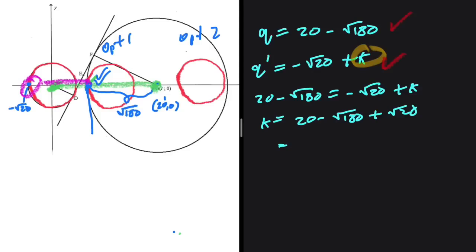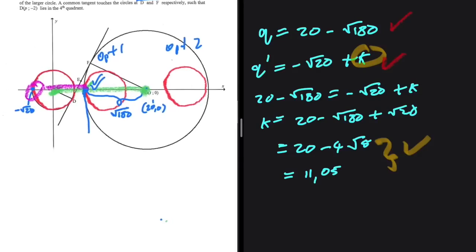So let me just go ahead and put that in my calculator. Let me see what I have. I'm getting k is equals to 20 minus 4 square root of 5, which in decimals is 11.05. So this is one possible value of k.